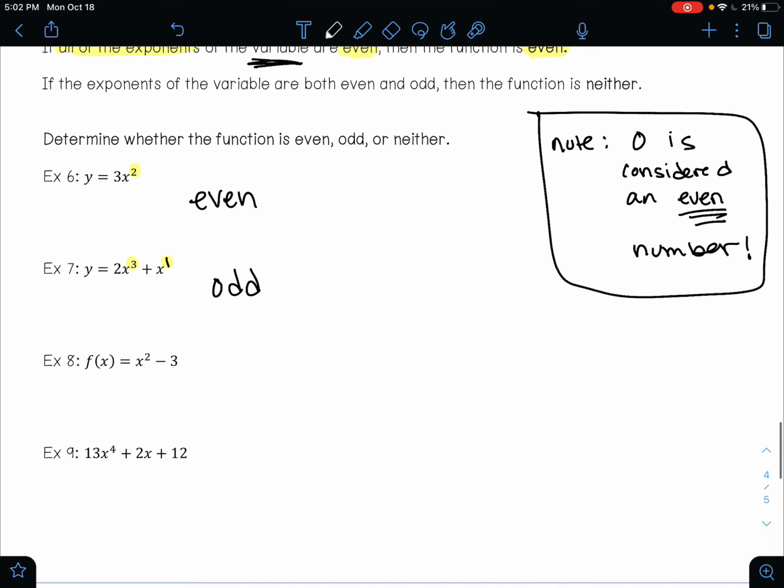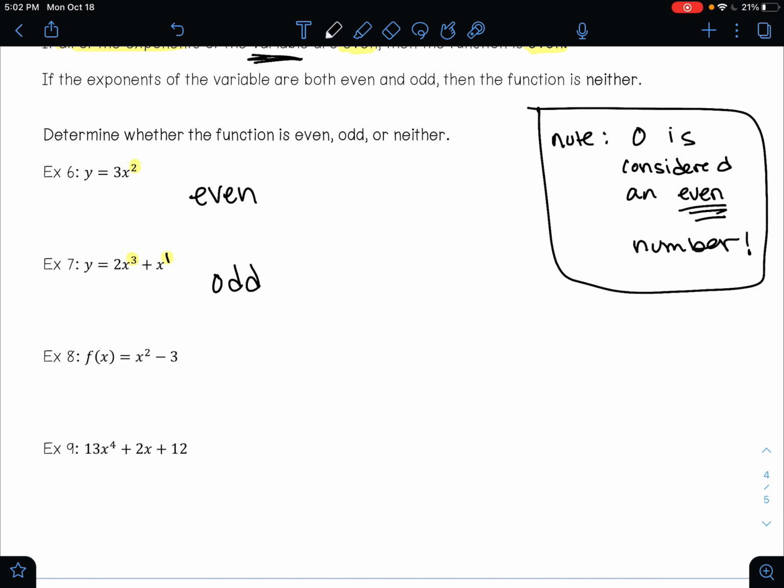Let's look at the next one. We have x squared minus 3. For x squared, my exponent is 2. What is the exponent of x for the -3? Well, there is no x there, so it's like you have x to the 0th power. So here, your exponents are 2 and 0. This is considered to be even because 0 is considered to be an even number.